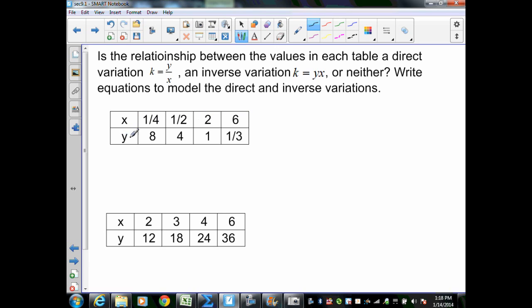I have y with values that are decreasing. Therefore, this is possibly inverse variation. Now I need to determine, is k the same for each ordered pair? Or in other words, is the product of each ordered pair the same value? 8 times 1/4 is going to give me 2. 4 times a half is 2. 1 times 2 is 2. And 1/3 times 6 is 2. Therefore, I get the same k value. And I know that since x is increasing and y is decreasing, this is an inverse variation.